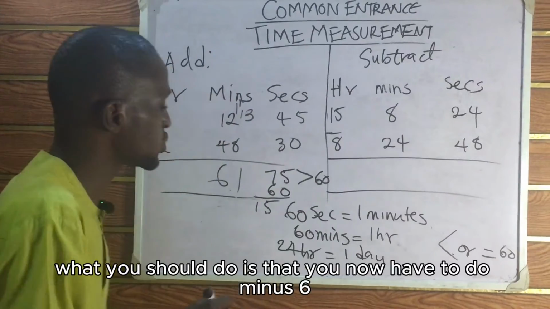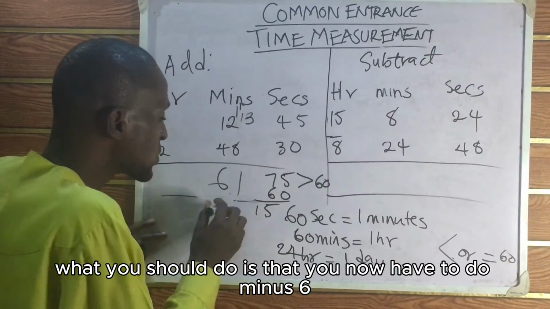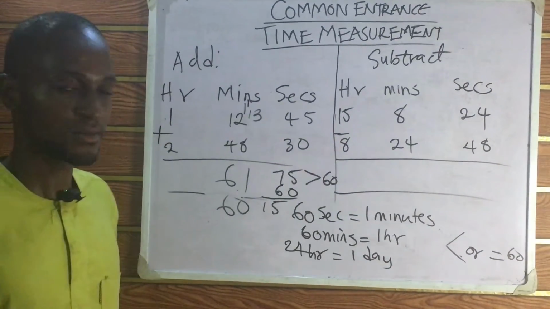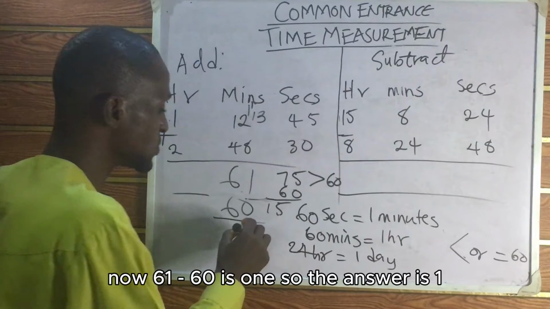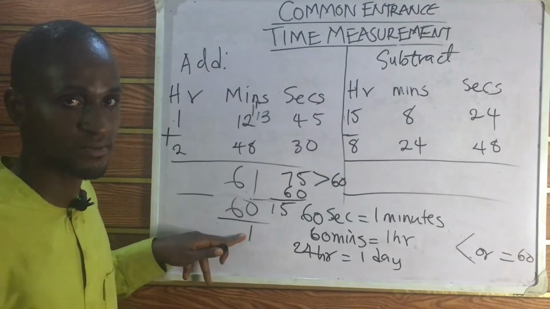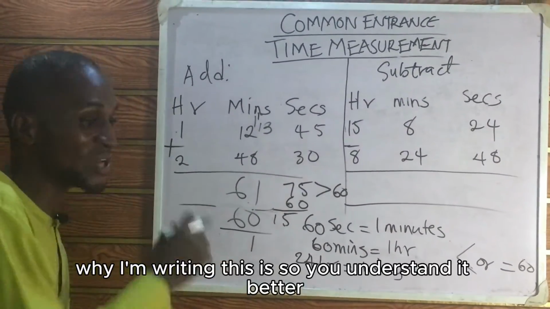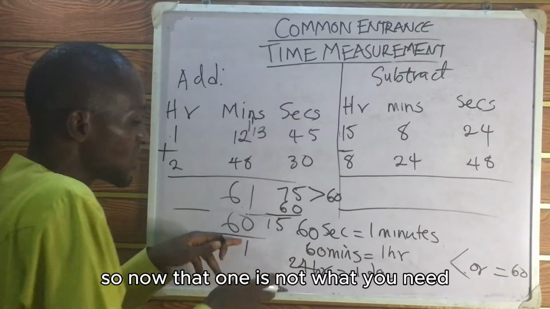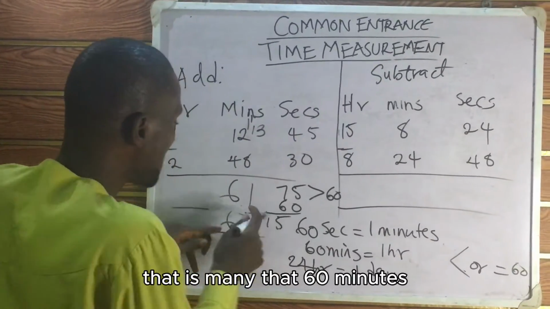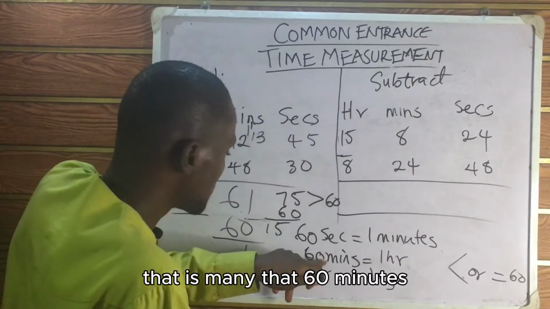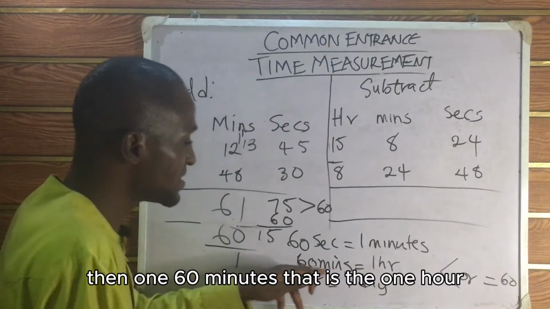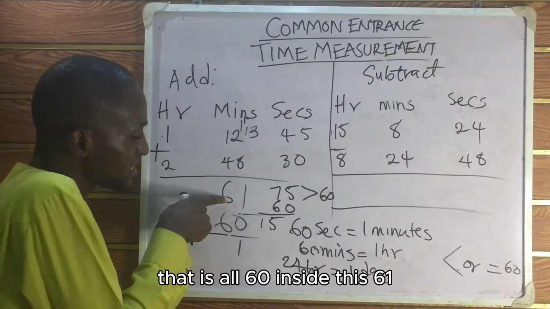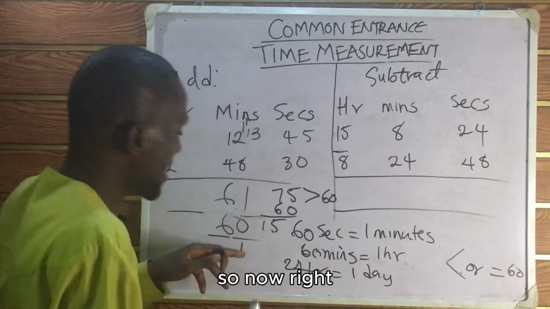So what do you do again? What you should do is minus 60, remember 60 minutes is 1 hour. Now 61 minus 60 is 1. So the answer is 1. Are you with me now? Why am I writing this? So you understand it better, because if I don't write it, you will be confused. So that 60 minutes is the 1 hour, then the 1 minute remaining from the 61 minutes. So now you write the 1.